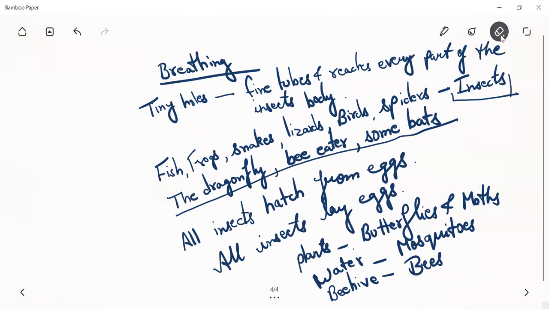What all have we covered till now about insects? The types of insects, their body parts. Okay, I'm asking you a few questions. Name any two insects.